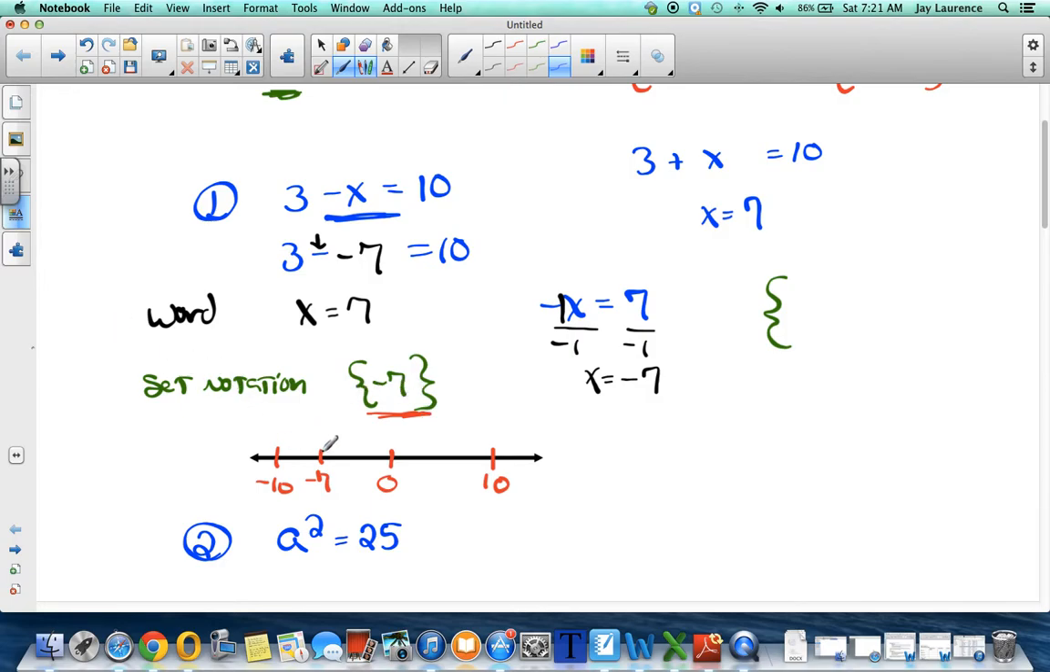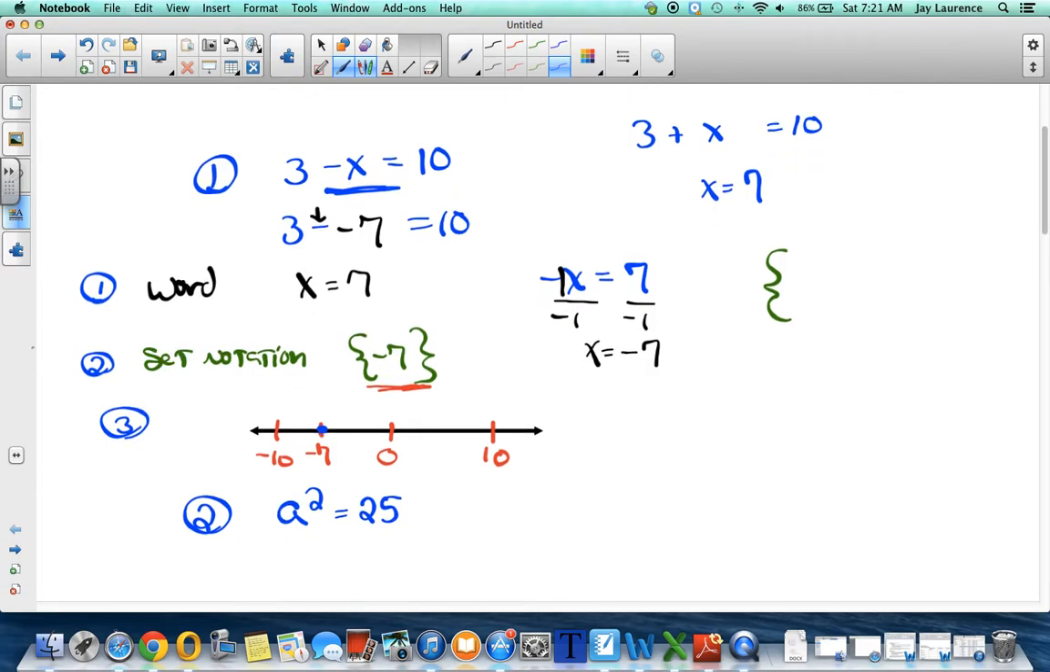So here's our three. Oh, by the way, I didn't finish the solution. Since the 7 is the only point, I put a big old dot on 7. Okay, so there's one way, word notation. Then there's set notation. And then there's the number line. The three different ways to express it.